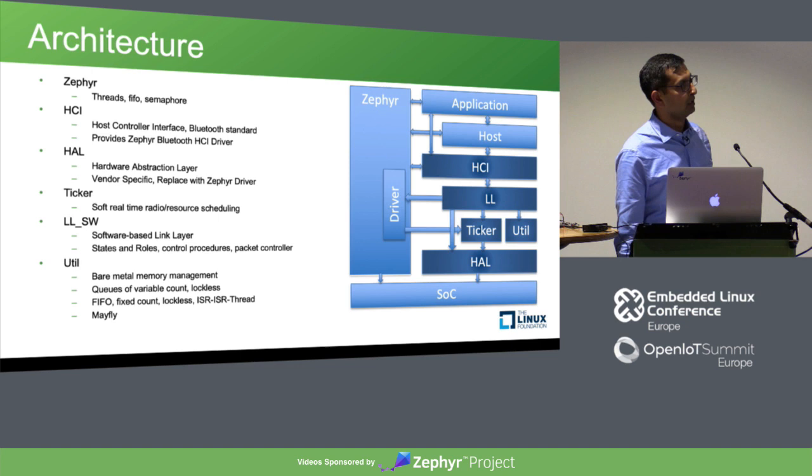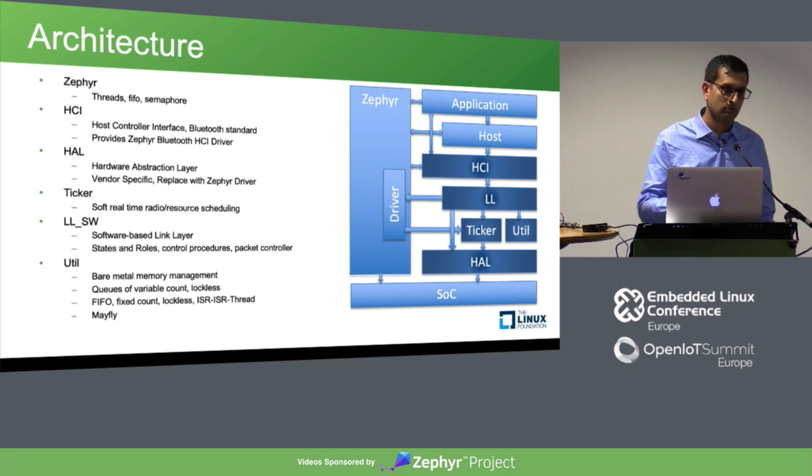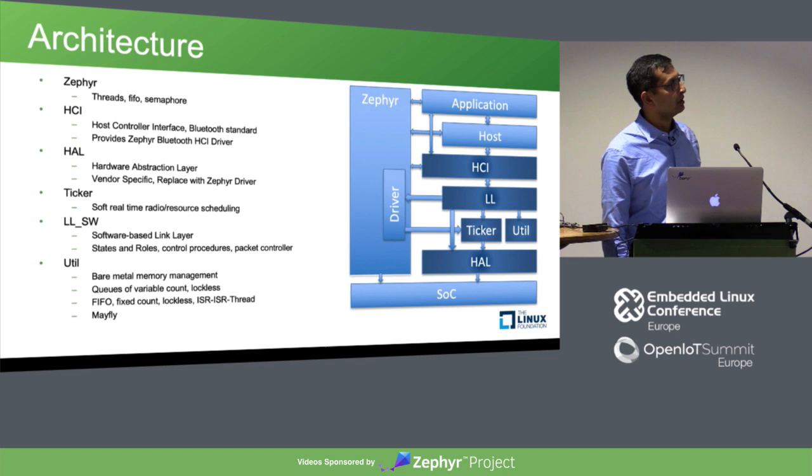Utility is barebone implementations of queues and FIFOs and a very, very lightweight memory management. It also has a small module that I have developed called Mayfly, and the idea behind it is basically race to idle. It's just a way of executing functions across interrupt priorities. The link layer is the core implementation of the packet transmission and control packets and stuff like that. Above which is the HCI, and then you have the Zephyr host and application.